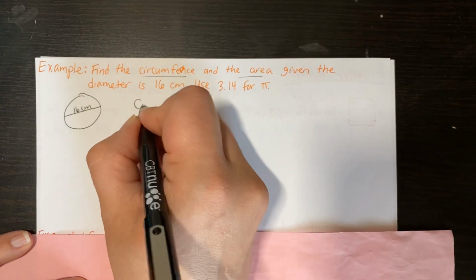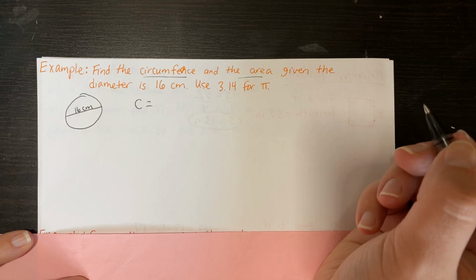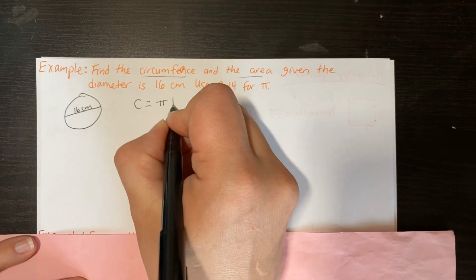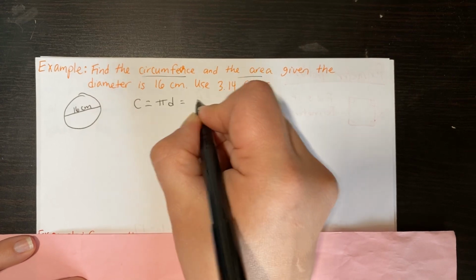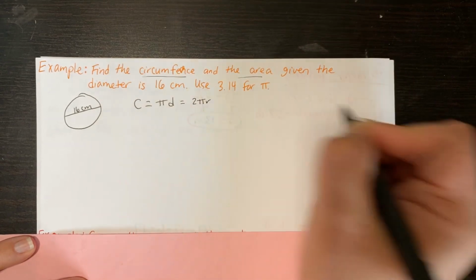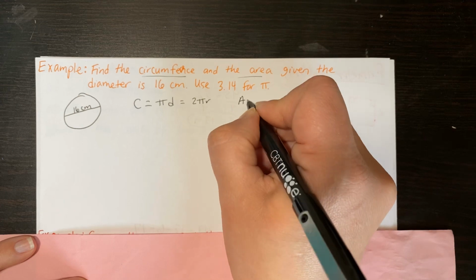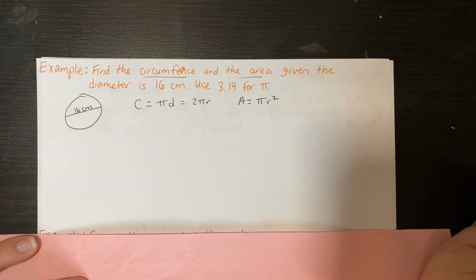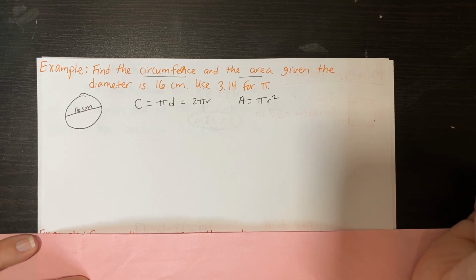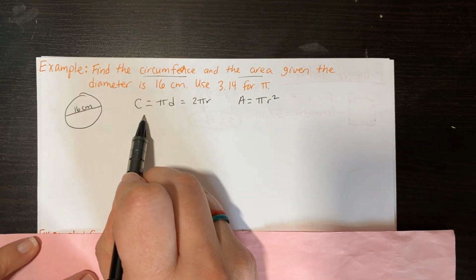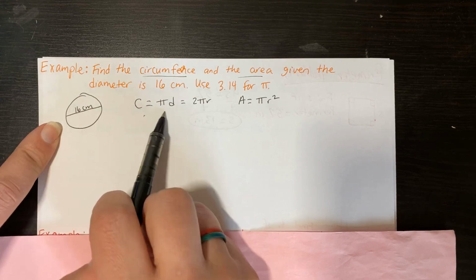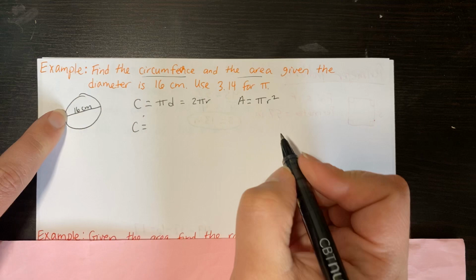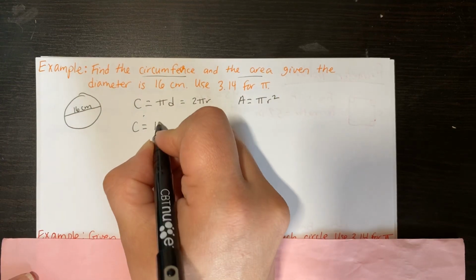So I'm going to need both of our equations. So we're going to have circumference equals pi d, or 2 pi r, and area equals pi r squared, okay, to solve our problem. So let's start with circumference. We have a diameter, so let's use the equation that has a diameter. All we do is put 16 in for diameter.